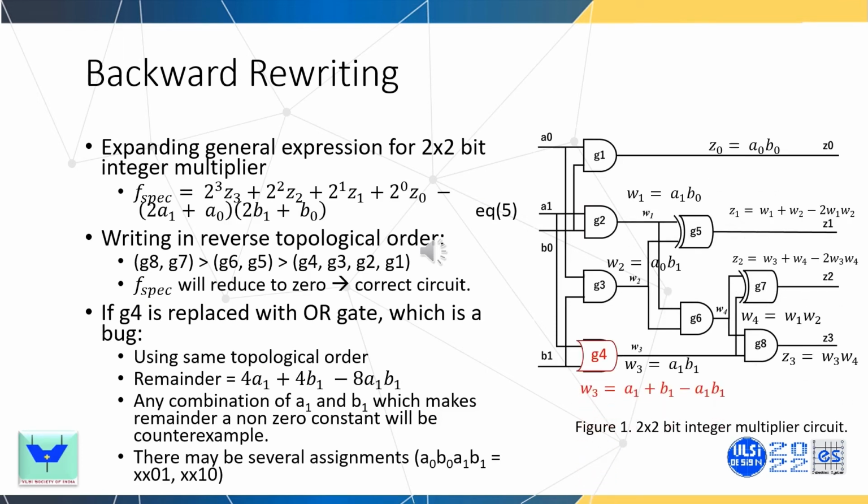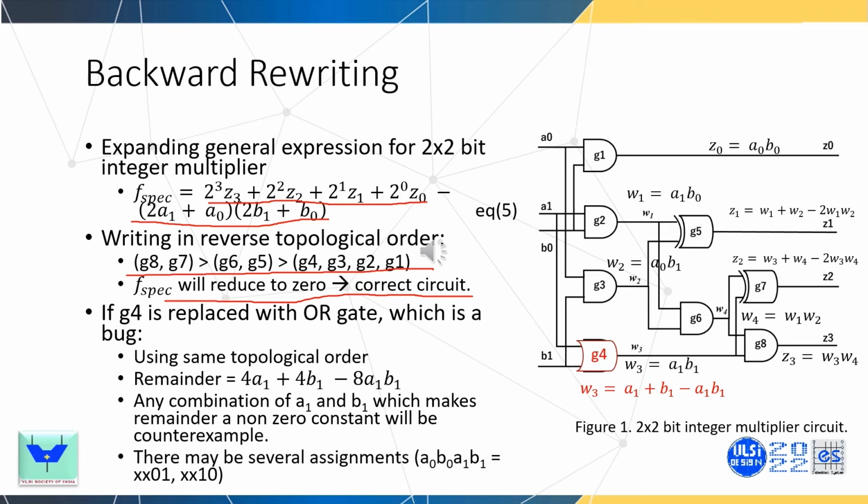Backward rewriting. If we expand the general integer multiplier equation for 2x2 bit multiplier circuits, then the equation can be represented as the integer representation of outputs minus the summation of all partial products, as shown in equation 5. If we perform rewriting in reverse topological order, that is, replacing the output specification of a gate with its corresponding input specification, then we can reduce the specification into a zero polynomial for a correct representation, and we can conclude that the circuit is bug free.